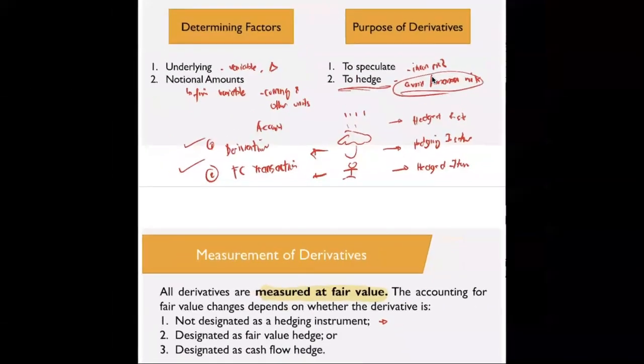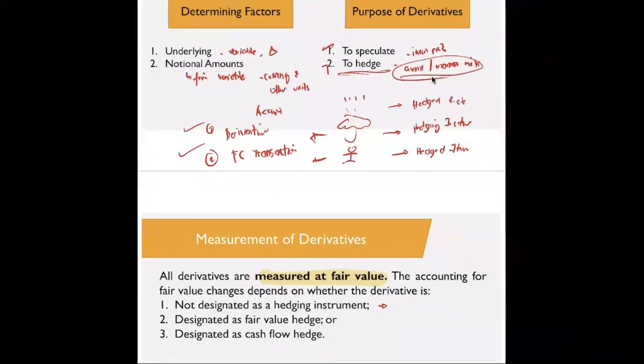Diba? There are two purposes of derivatives, to speculate and to hedge. You already know cash flow and fair value hedge. This is one purpose, hedging. So how about not designated as a hedging instrument? What do we call this purpose? This is the purpose of speculation. If it's speculation, how do we present it? If it is not designated as a hedging instrument, we place it as an investment either under FVPL or FVTOCI. Okay? But generally, it is FVPL.